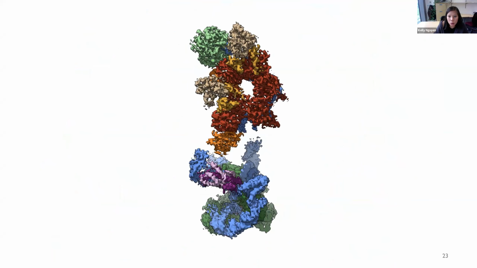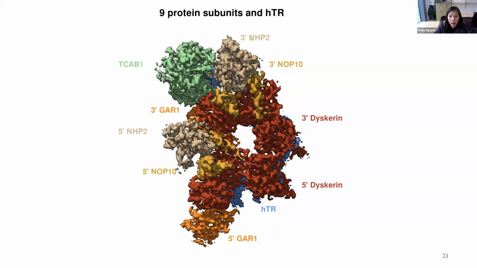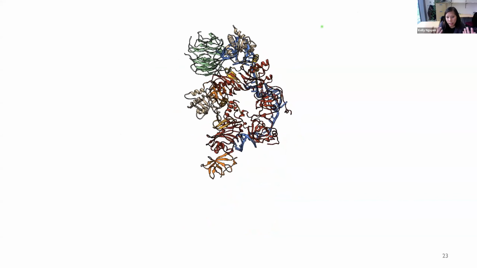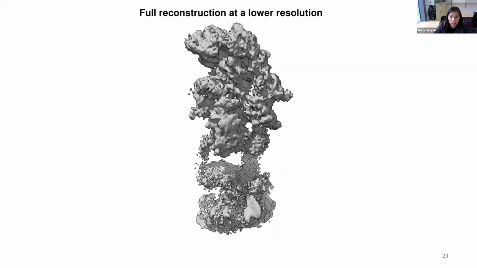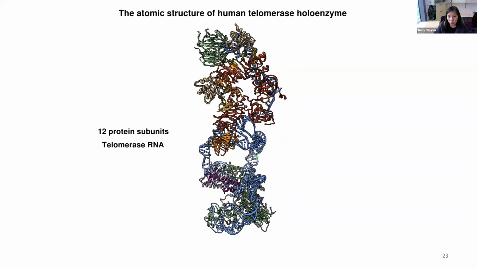And we also have a high resolution structure of the other part of the enzyme, the HACA RNP. I didn't mention, but this is one of the very first eukaryotic HACA RNPs, part of a big family. So we get two targets in one shot. And we also have a low resolution structure where the two lobes are together. In collaboration with Rich Das, we can build the RNA linker between the two lobes, and that allows us to have a complete atomic structure of this enzyme, in this case with 12 protein subunits and telomerase RNA.